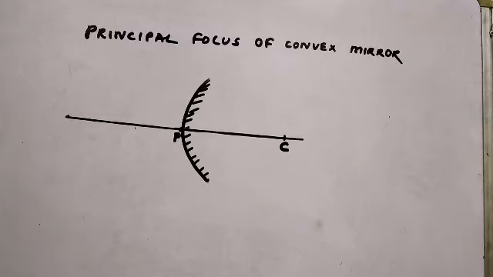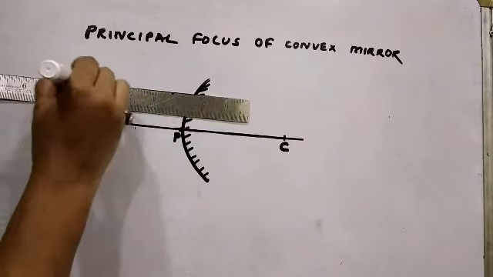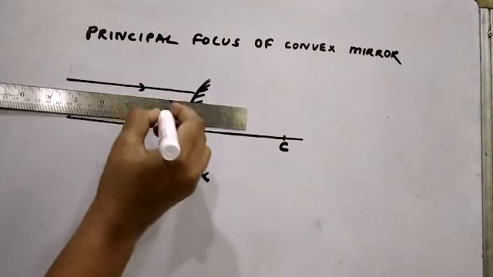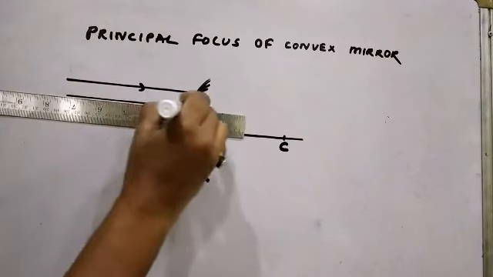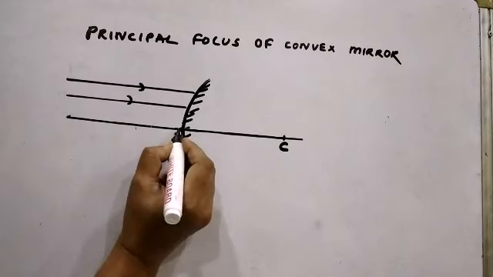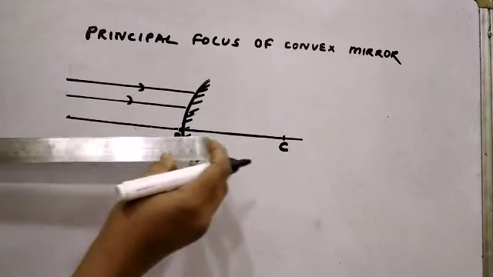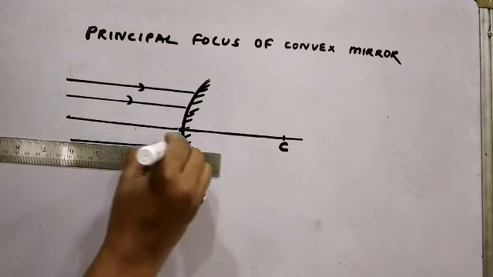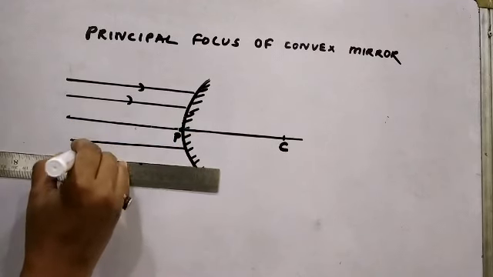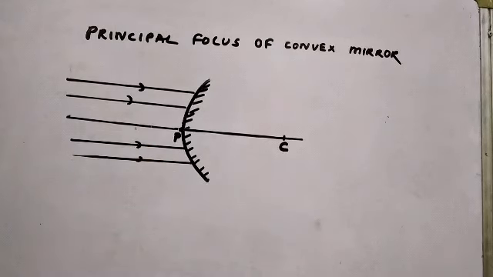Now if I want to show the principal focus of a convex mirror, I draw rays of light parallel to the principal axis. Where is your principal axis? This is your principal axis. The straight line which passes through the pole and center of curvature of the spherical mirror is called the principal axis. So I have drawn incident rays parallel to the principal axis, and these incident rays are falling on the convex mirror.